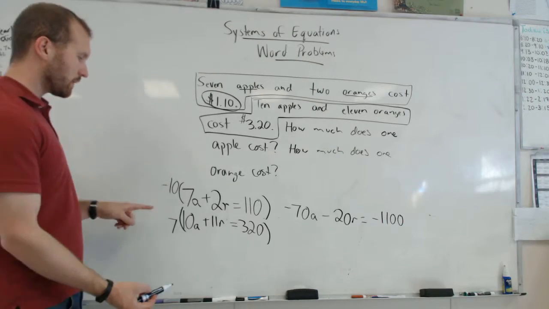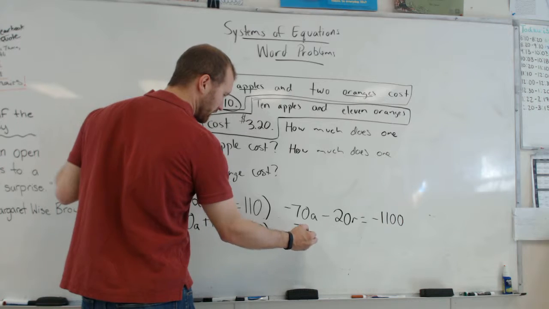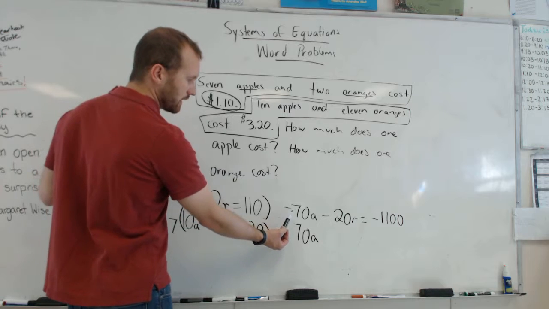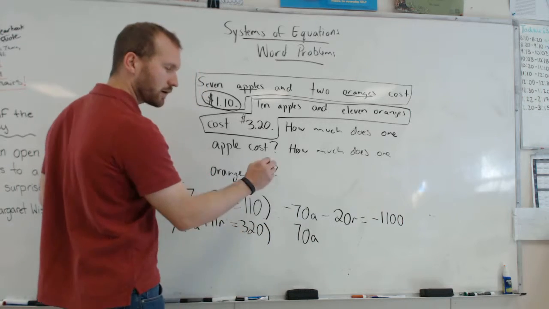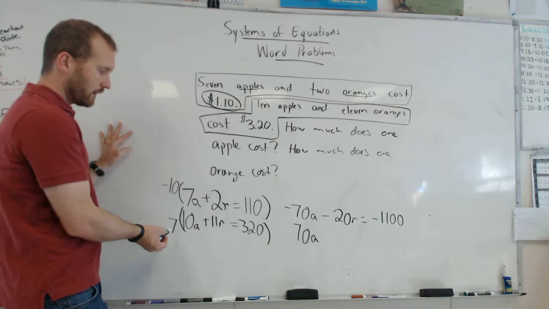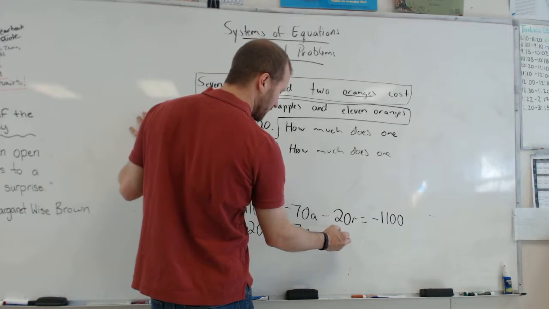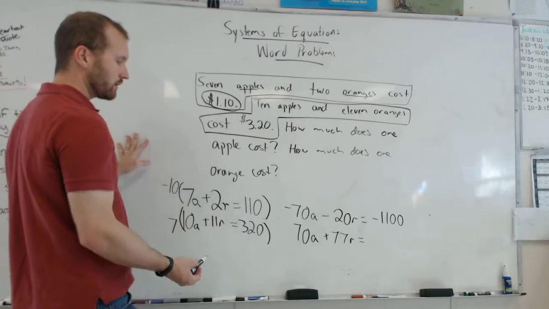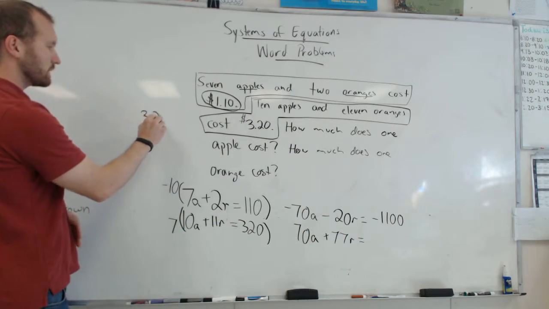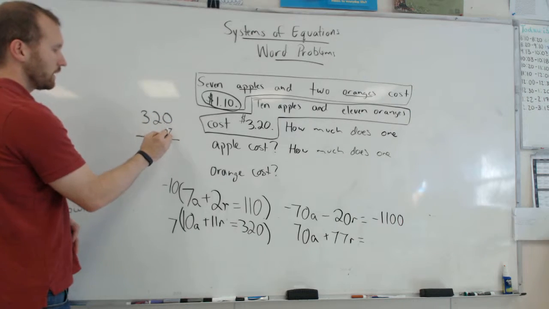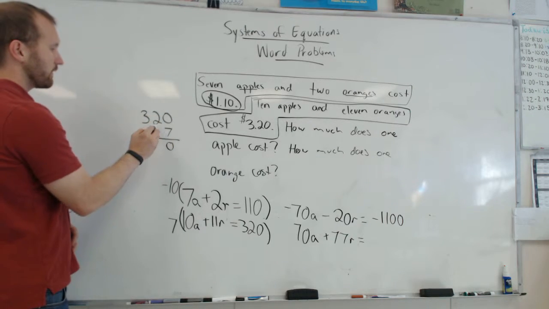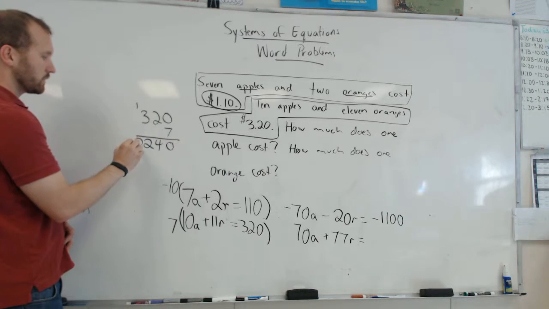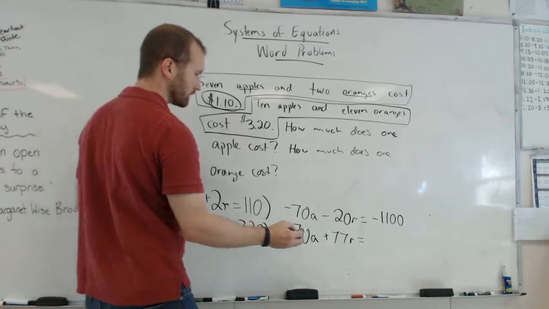Okay, now I'm going to take the bottom equation. I have a positive 70A. And this is the whole reason that I did this. Because negative 70 and a positive 70 are going to cancel out when I add these together. Now I have 7 times 11R, which would be 77R, equals 7 times 320. Maybe I need to do that over on the side here. 7 times 0 is 0. 7 times 2 is 14. 7 times 3 is 21, plus 1 is 22. So I have 2,240.